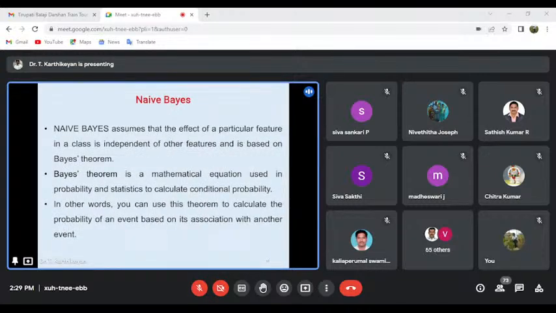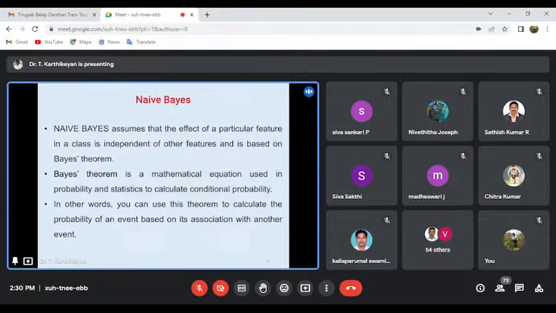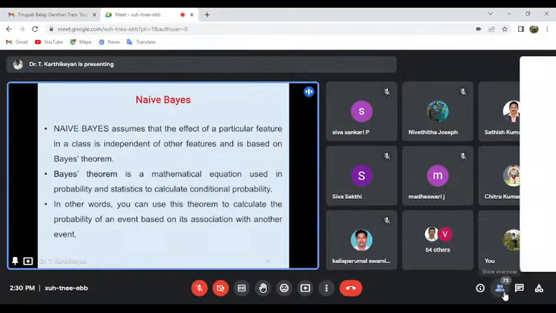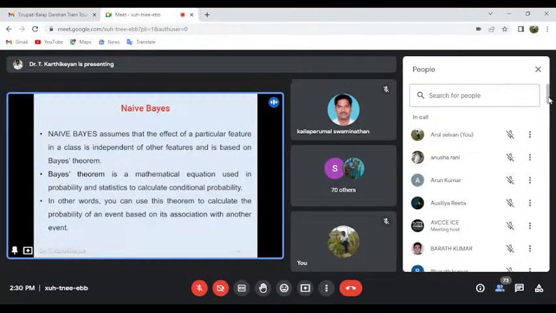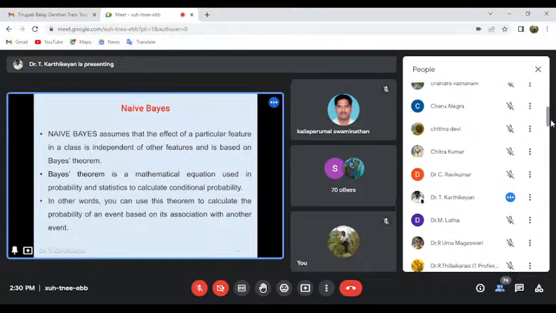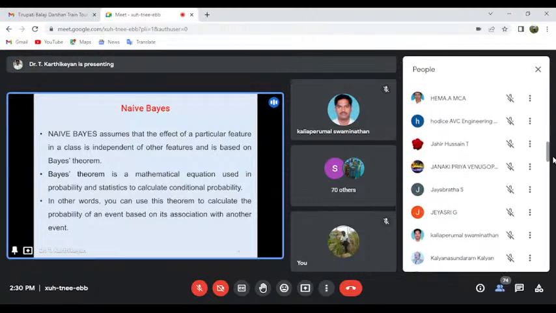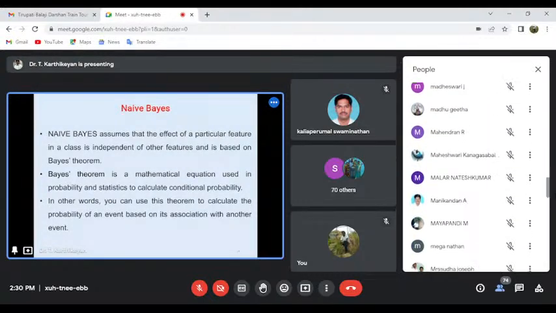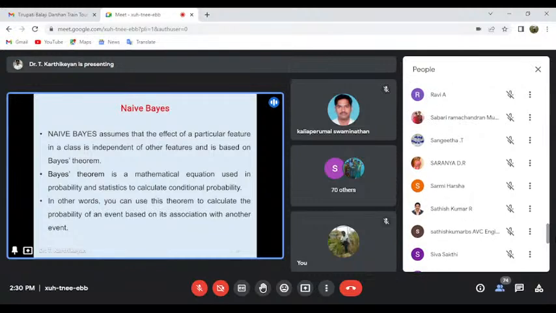So in this case, now we are seeing the naive-Bayes algorithm. The naive-Bayes assumes that the effect of a particular feature in a class is independent of other features, based on Bayes theorem. Bayes was a mathematician actually. Bayes theorem is a mathematical equation used in probability and statistics to calculate conditional probability. So without having a basic knowledge of probability and statistics, we cannot have any solution related to machine learning. In other words, you can use this theorem to calculate the probability of an event based on its association with another event. Naive Bayes is used for creating classifiers.